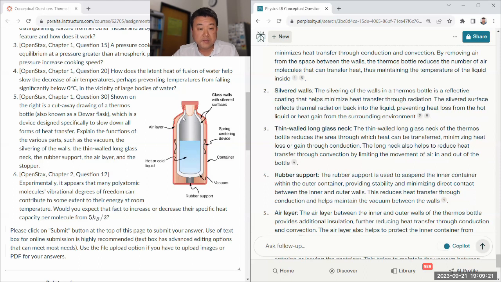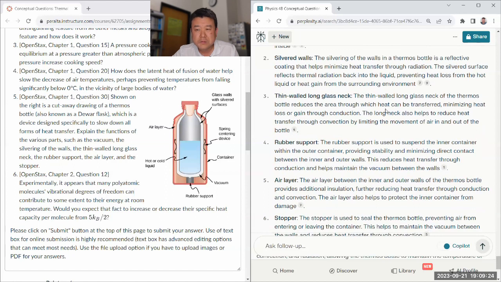Thin walled long glass neck, that would reduce conduction. The cross-sectional area through which heat can be transferred is small, minimizing conduction. A long neck also reduces convection, maybe, when the stopper is off. Rubber support down here is used to suspend, providing stability and limiting heat transfer, because rubber has poor heat conductivity. I don't know if it helps maintain the vacuum, unless you are worried about the glass breaking. Maybe you might worry about this portion coming loose and letting air in.